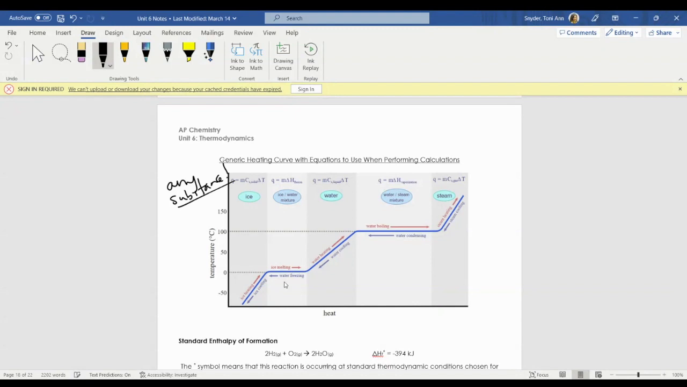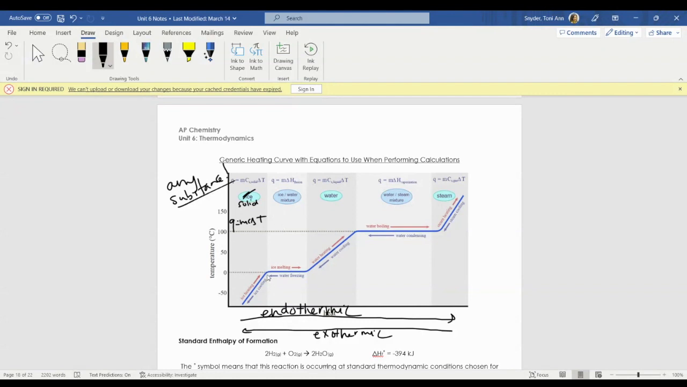If I'm going from ice to water to steam, I have to input energy. So this would be an example of an endothermic process. Whereas if I'm going in the opposite direction, this would be an example of an exothermic process, releasing energy. If I'm raising the temperature of a solid, I would use the equation Q equals MC delta T to figure out how much heat is required to raise the temperature of the solid if I'm not going through a phase change. Use Q equals MC delta T.